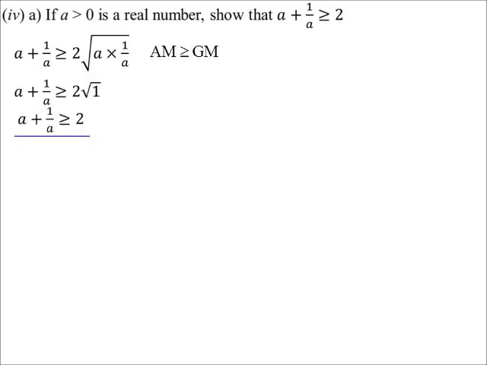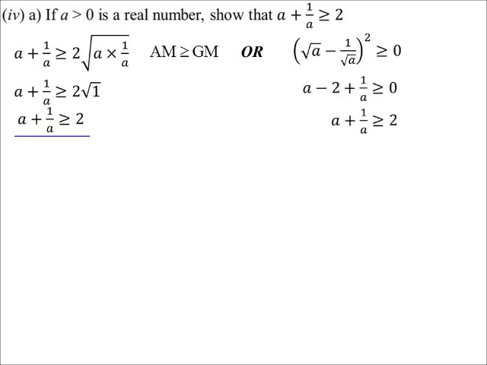Okay. How are you going to do this one? Arithmetic mean: 2 things added together will always be greater than or equal to 2 times the square root of them multiplied together. And when you multiply a with 1 on a, you get 1. And so there you go, it drops out straight away. Of course, I could have done it another way. We could have done it with the square root of a minus 1 on the square root of a, squared, which gives me that, which gives me that. I could have done it that way.